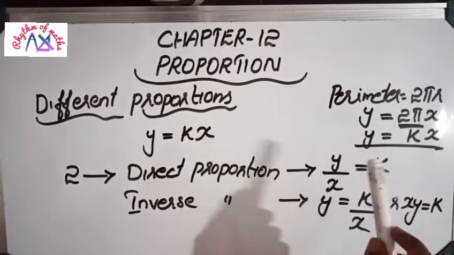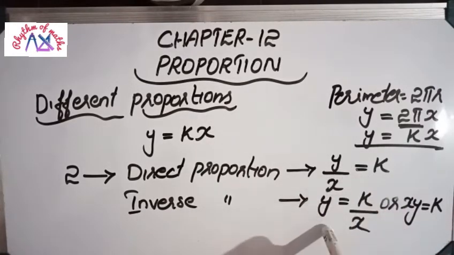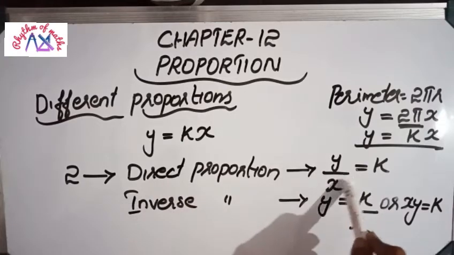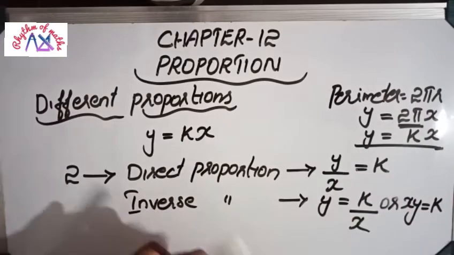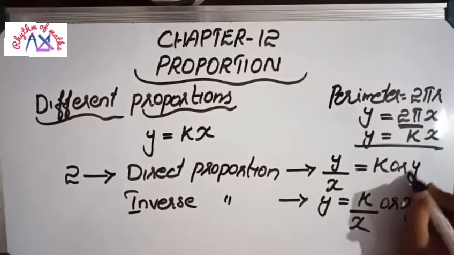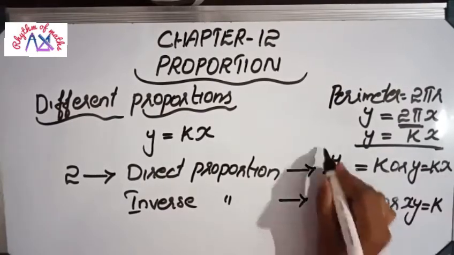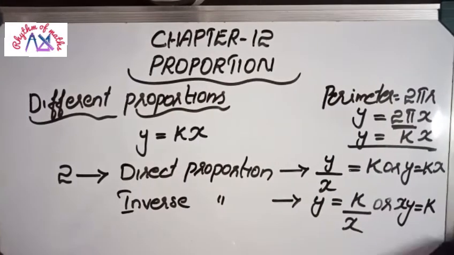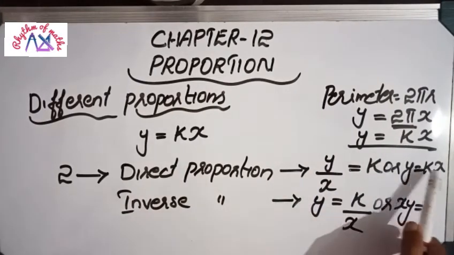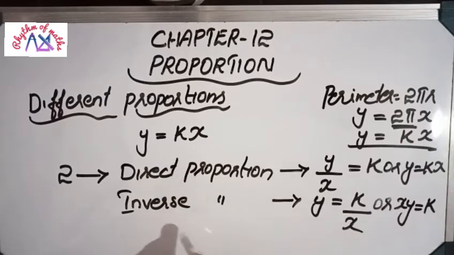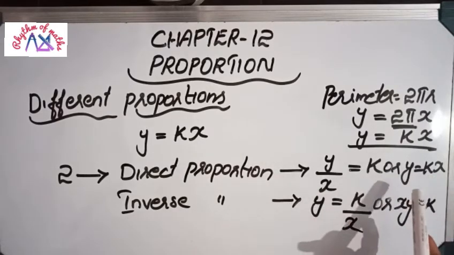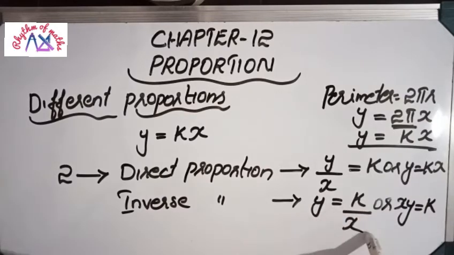Just learn these two forms. Direct proportion means y by x equal to k, or y equal to kx. Then inverse proportion means x must be in the denominator, that means reciprocal. One quantity equals the reciprocal of another quantity with a constant. That is inverse proportion. Now let's move on to problems from the textbook.